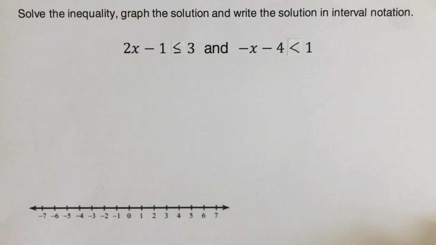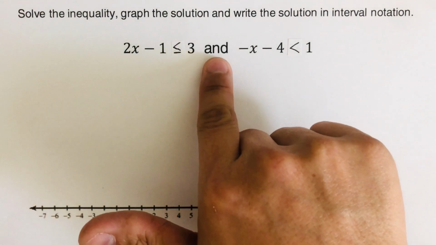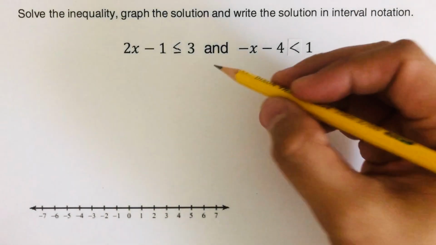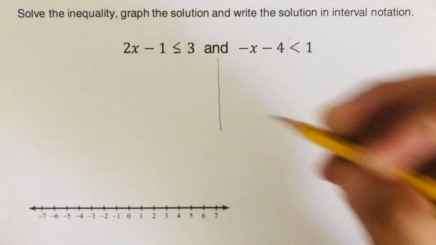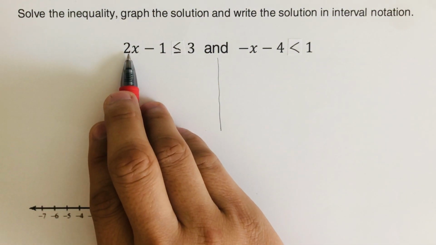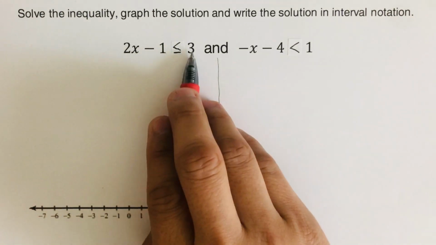Okay, so in this problem that we have here, we have an AND inequality. So again, it's pretty much the same thing as an OR. We are going to solve each of these inequalities separately. So let's start with the one on the left side first. That is 2x minus 1 less than or equal to 3.